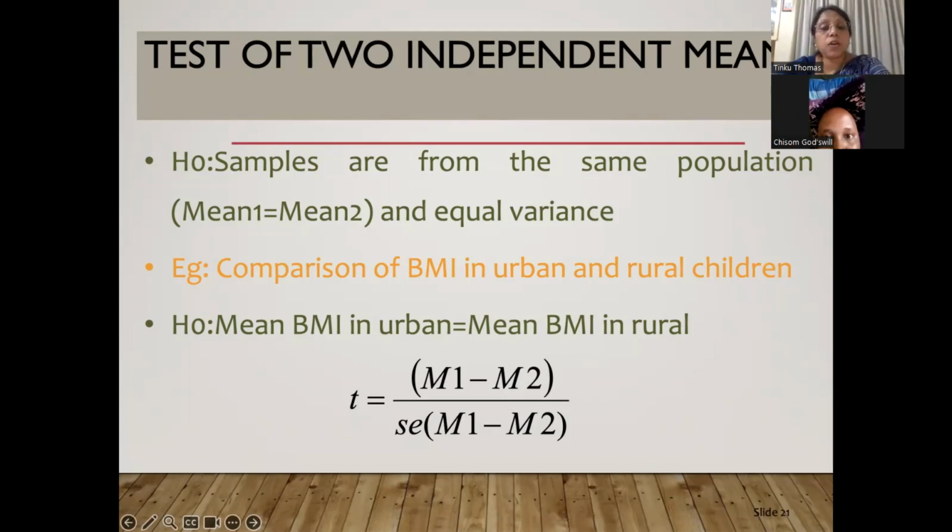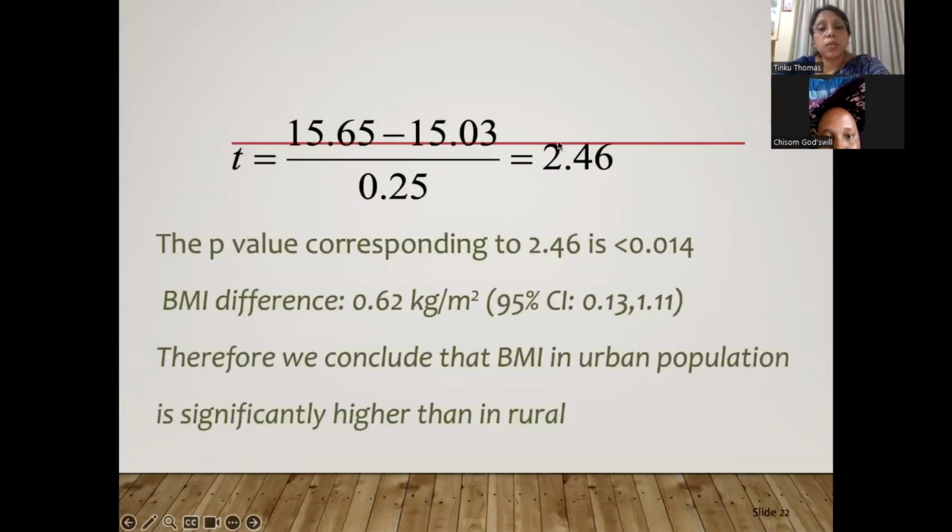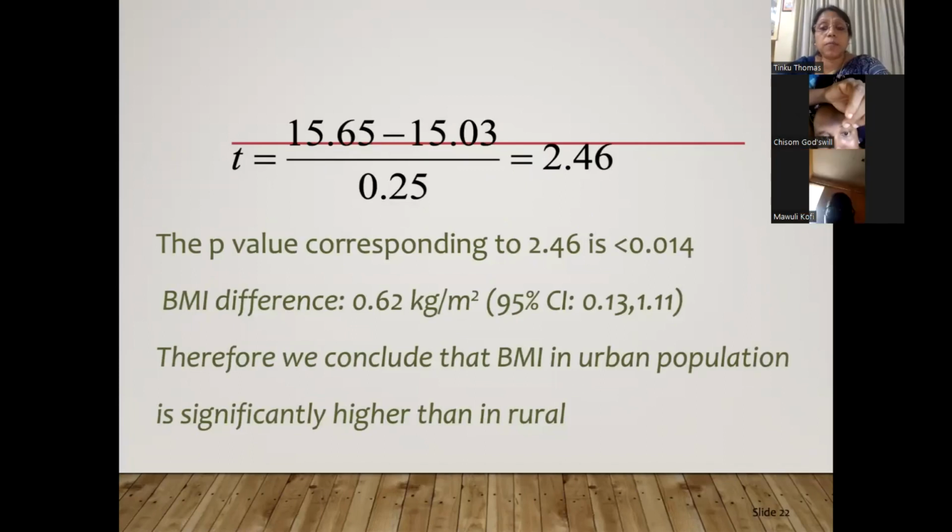Now if you do all that calculation, you will get a t-value of 2.46. And corresponding to that t-value of 2.46, you get a p-value. That means the probability of your type 1 error. The probability of type 1 error in this case is 0.014. And this means that the probability of us wrongly rejecting the null hypothesis is very low, at 0.014. And therefore, we conclude that there is a difference in the BMI between the urban and rural groups.